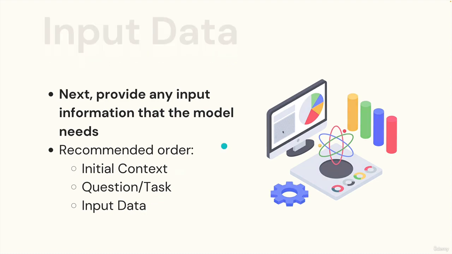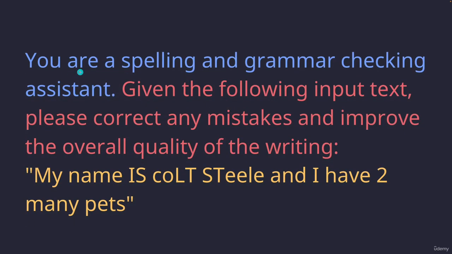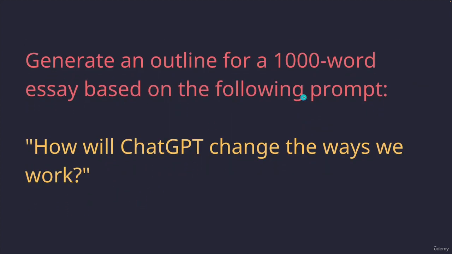You have your context set first, then the task, and then any input data. So let me just show you an example here, something like this. You are a spelling and grammar checking assistant. That's setting the context. Given the following input text, please correct any mistakes and improve the overall quality of the writing. That is the task. And then we have the actual input data. My name is called Steele and I have too many pets, a lot of spelling and grammar issues in there. So that's the input in yellow here. It's a silly example.